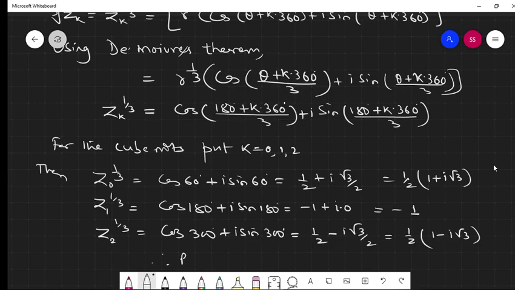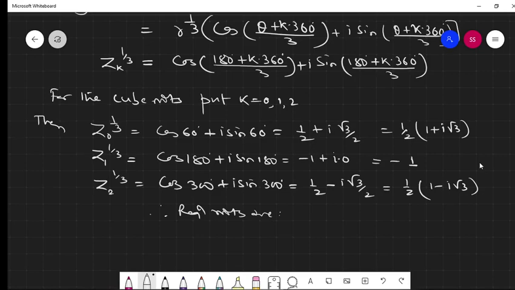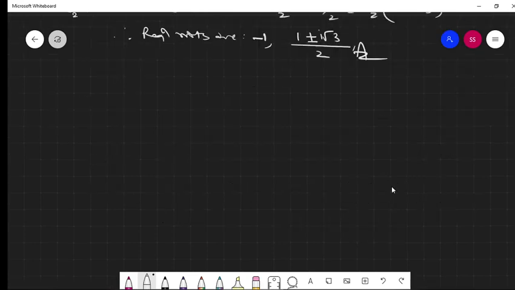Therefore the required roots are, one is -1 and another is 1 by 2 plus or minus i root 3 by 2. Just 3 roots are there. So in this way we can find the cube roots of -1.